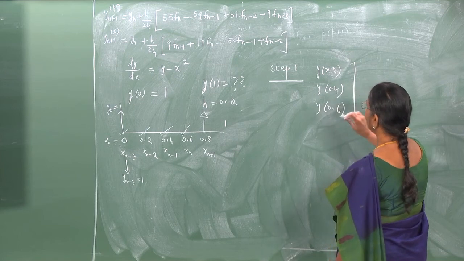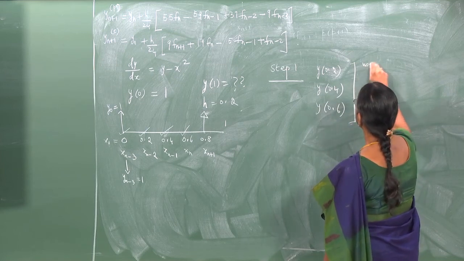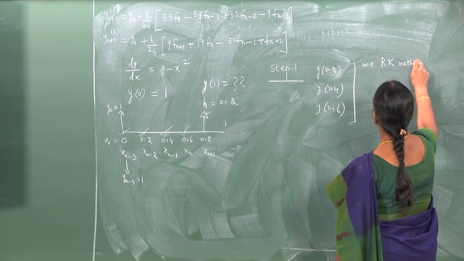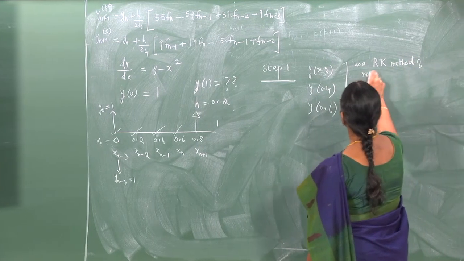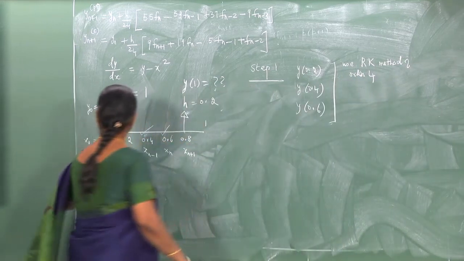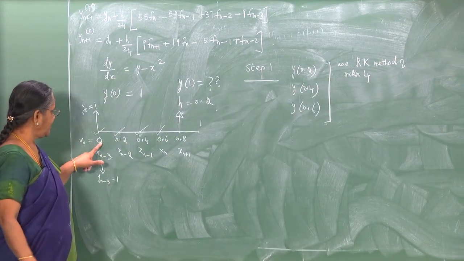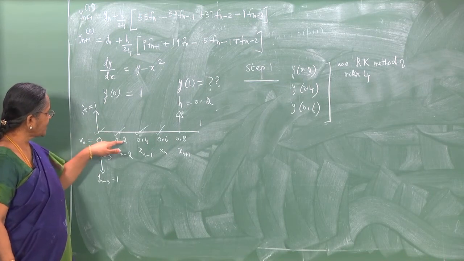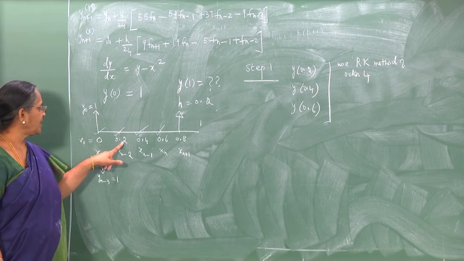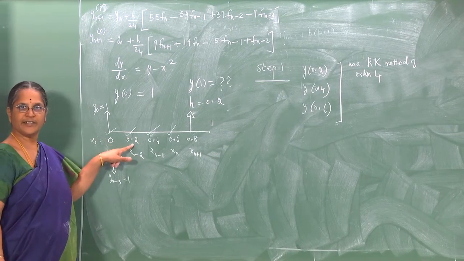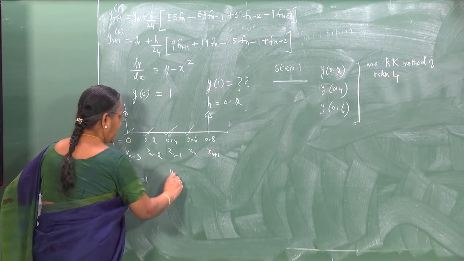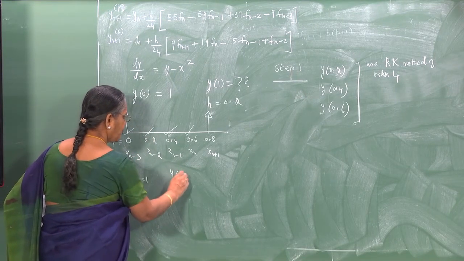These solutions can be obtained using, say, Runge-Kutta method of order 4. How do you do it? You know the solution at this point. So, I march one step ahead and compute the solution by Runge-Kutta method at this point. Isn't it? So, I require y at 0.2.